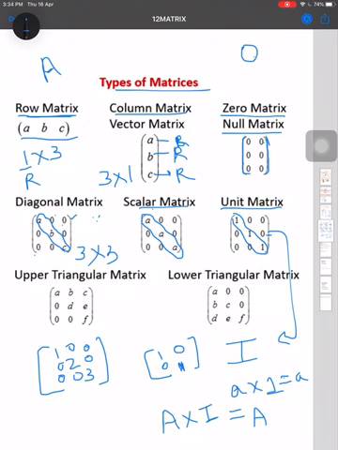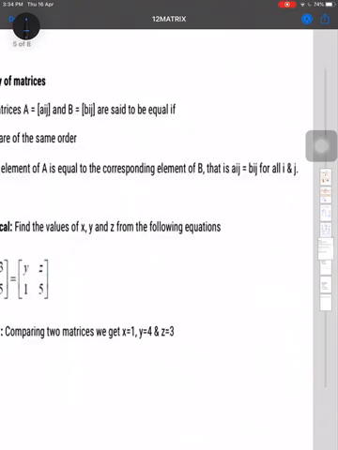Then next one is upper triangle matrix. So in the upper triangle only there will be elements, other than that all will be 0. Next one is lower triangle matrix. In lower only elements will be there, and other than that it will be 0, 0.